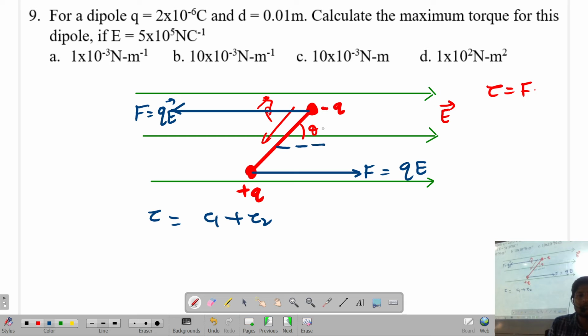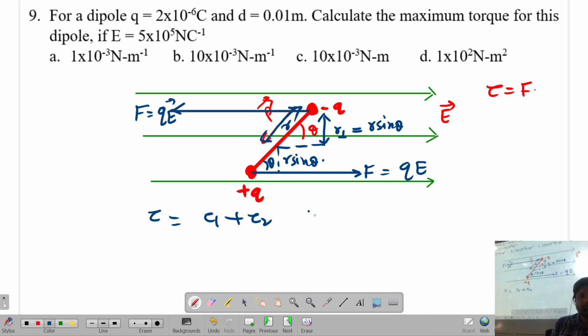You need to draw R perpendicular. What will R perpendicular be? If this angle is theta and this is R, try to understand, R perpendicular is going to be R sin theta. Yes or no? Here also, if that angle is theta, this angle is also theta, so R perpendicular is R sin theta. Got it or not?